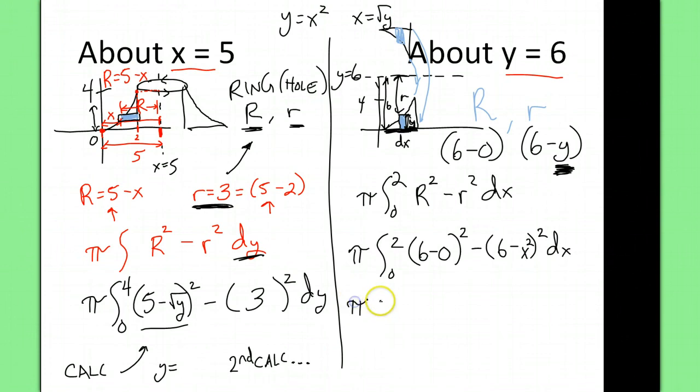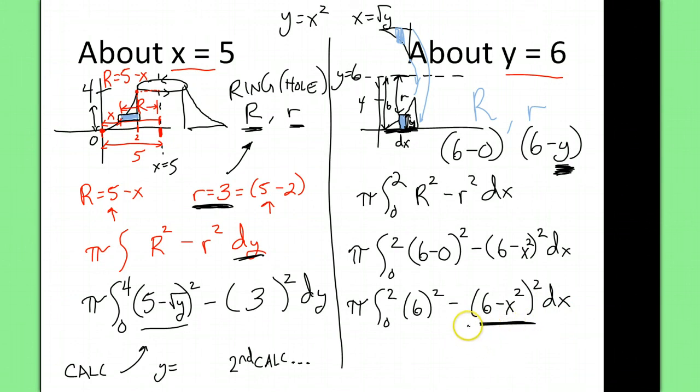So I've got pi times the integral of 0 to 2 of 6 squared minus (6 minus x squared) squared dx. This is doable by hand. You have to FOIL that out first, and then off you go. You are going to have issues with that negative sign. You got to be really careful and be consistent.